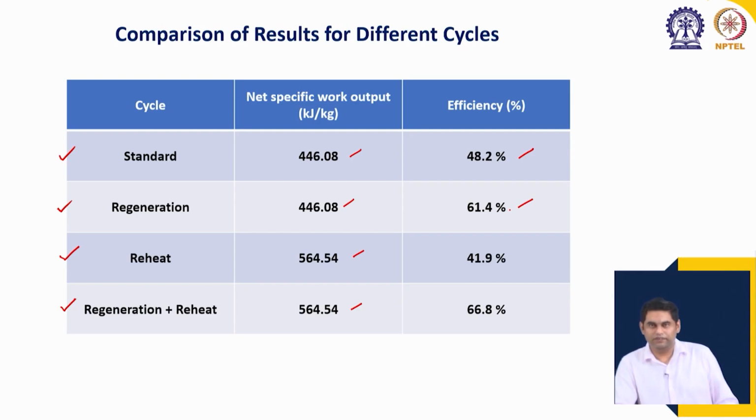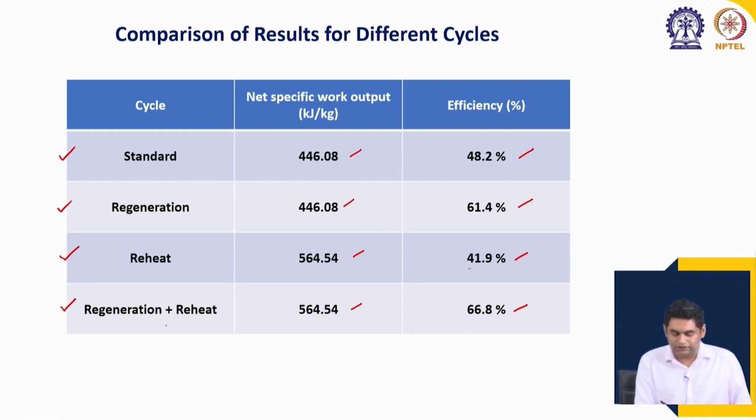In real cases, efficiency will be significantly lower. We will also solve problems for real cases later on in the course. Then by adding reheat to the simple cycle, the efficiency gets lowered quite significantly, we go to 41.9%. On the other hand, in contrast, if I add reheat to the regeneration cycle, then the efficiency actually increases and we go to a value of 66.8%, the highest efficiency is obtained.